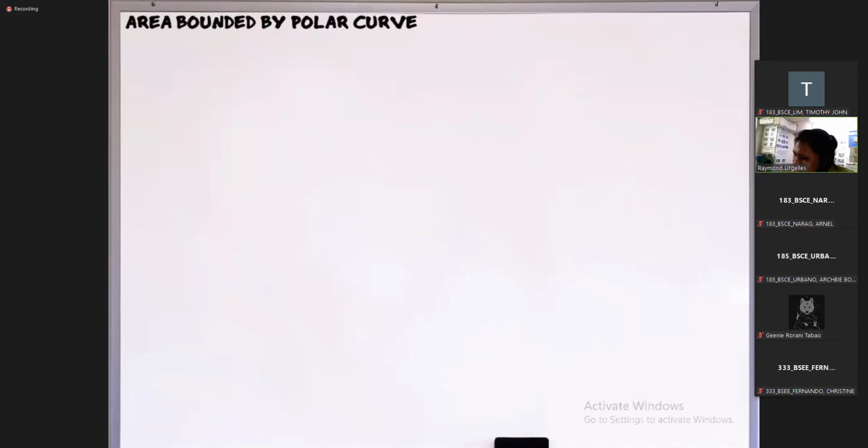Okay, so let's proceed to the next topic. So this time, we have area bounded by a polar curve naman, diba? So again, sa polar curve, yung equation na given sa atin ay polar equation. Gaya ng sinabi ko sa inyo kanina, back in differential calculus, diba? Differential calculus yan.